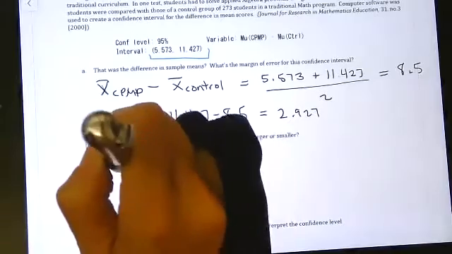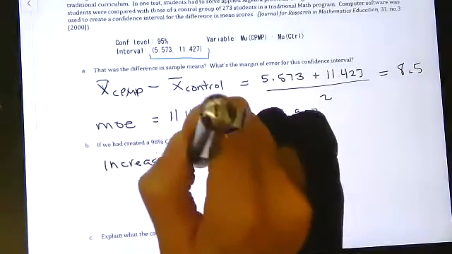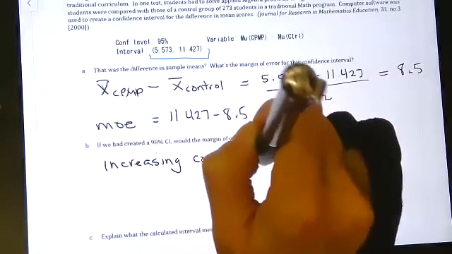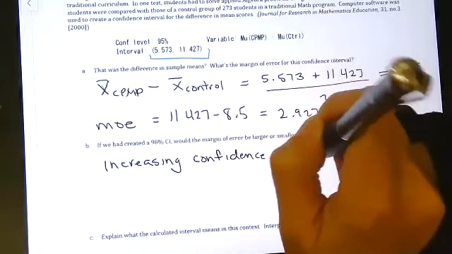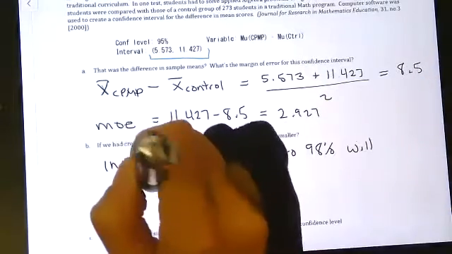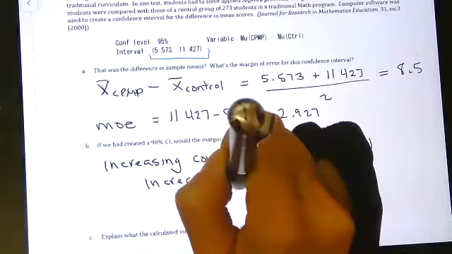So increasing confidence to 98% will increase the margin of error.